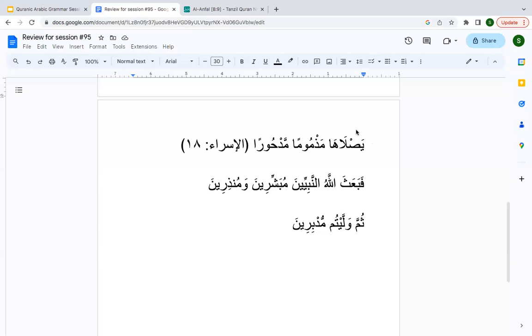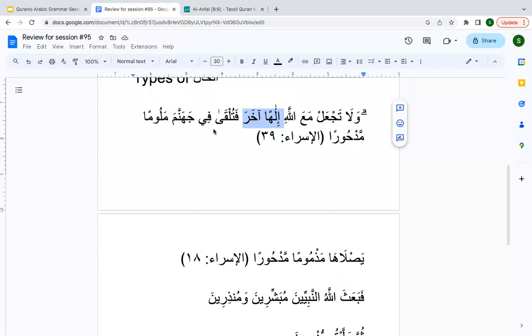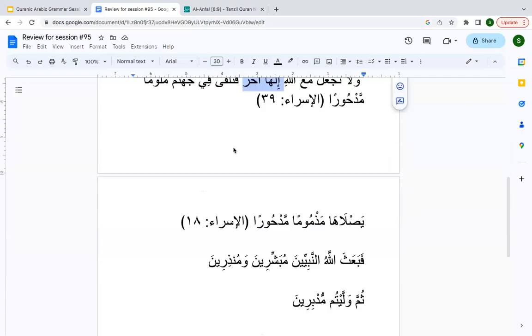It's proper, and it is huwa. Barakallahu fi. Huwa was proper, and that was sahibul hal. Tulqa. Tulqa. Who is the sahibul hal? Anta. Naibul fa'il. Anta was the sahibul hal, and all pronouns are proper. Therefore, tulqa was proper.